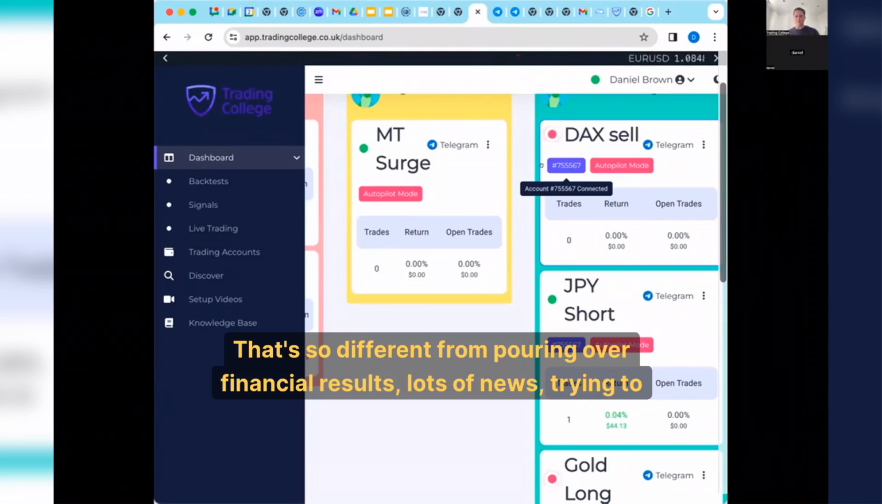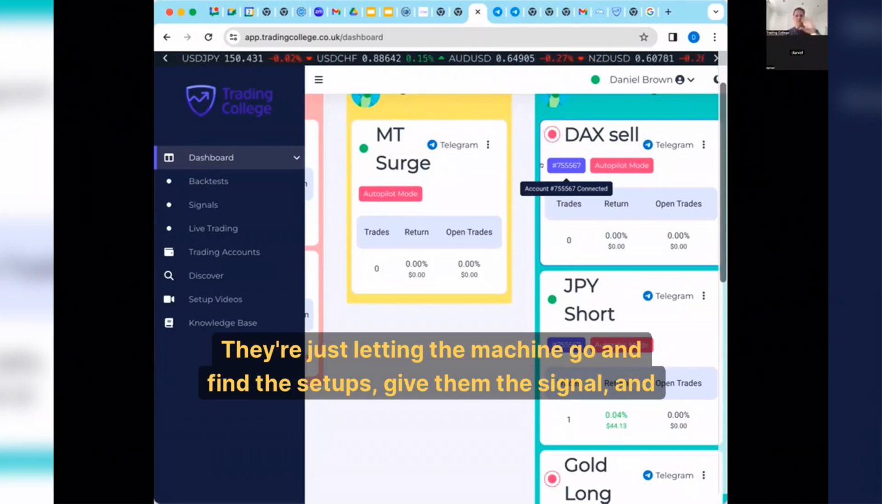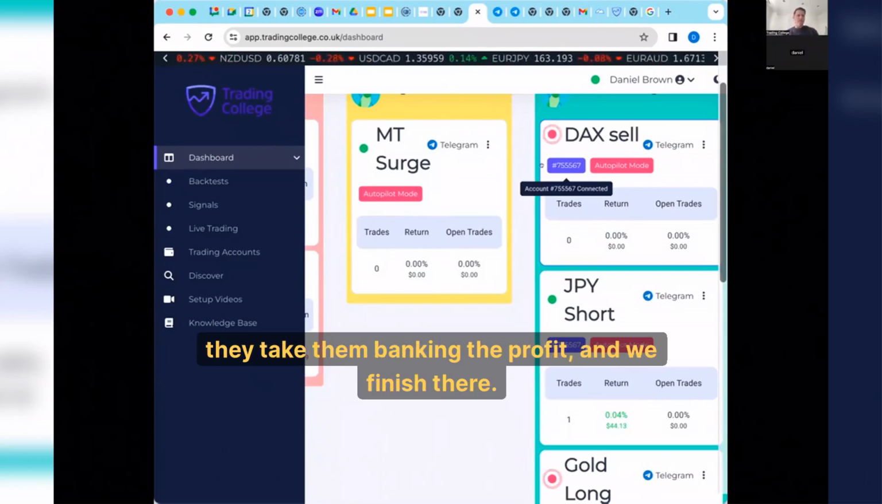That's so different from poring over financial results, lots of news, trying to balance all this off with fundamentals. They're just letting the machine go and find the setups, give them the signal, and they take them, banking the profit, and we finish there.